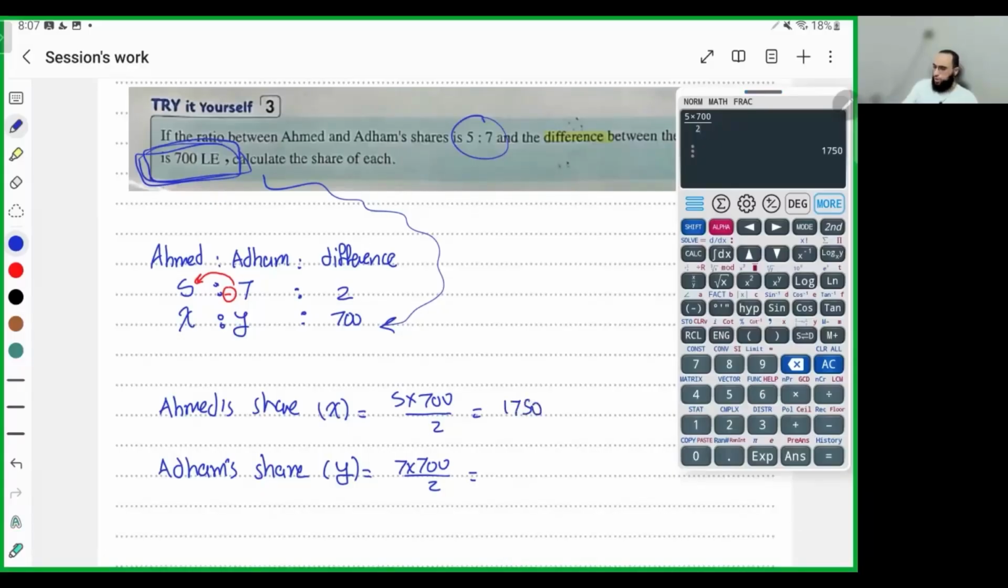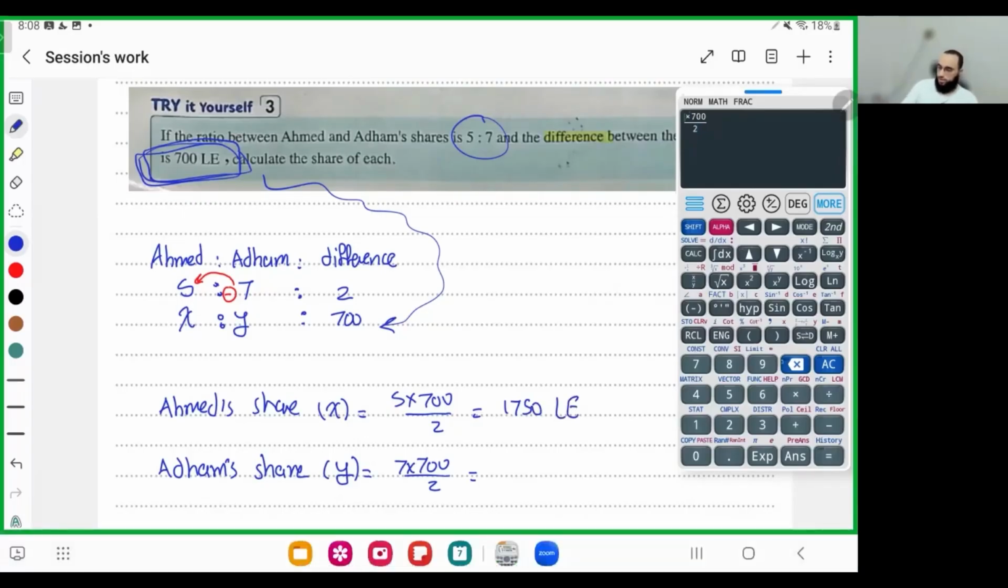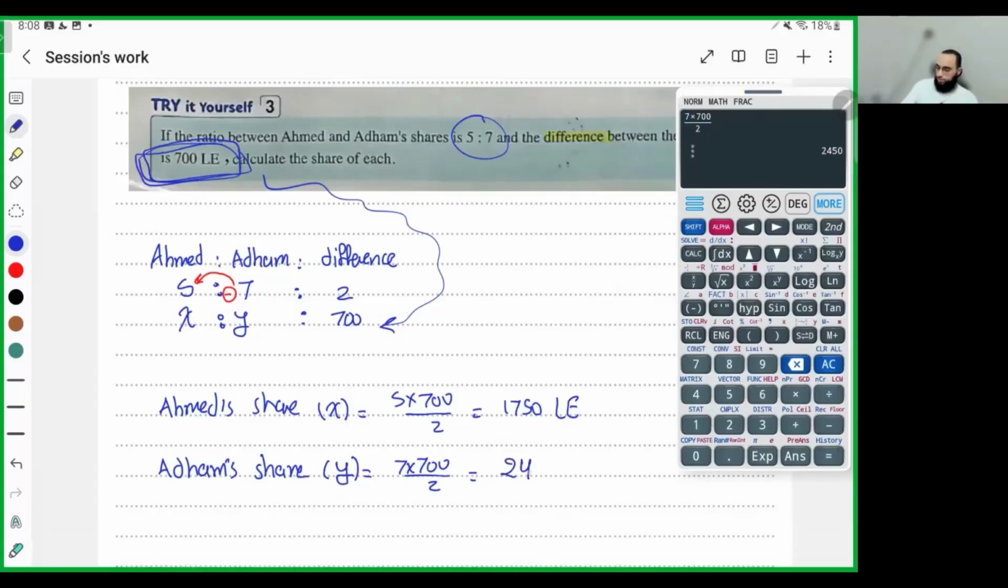It's 1,750. Is it money or what? It's money, correct? It's 700 pounds, so it's money here also, pounds. And 7 times 700 over 2 is 2,450 LE. And the difference or the sum must be 700. The difference or the sum? The difference. Then I'll subtract these values together.